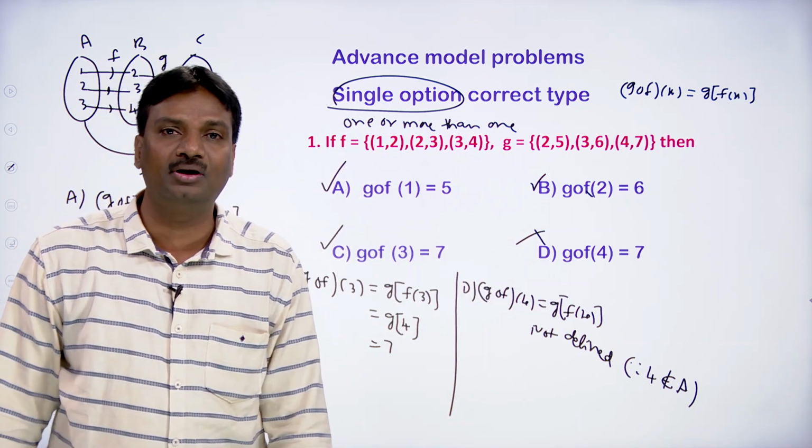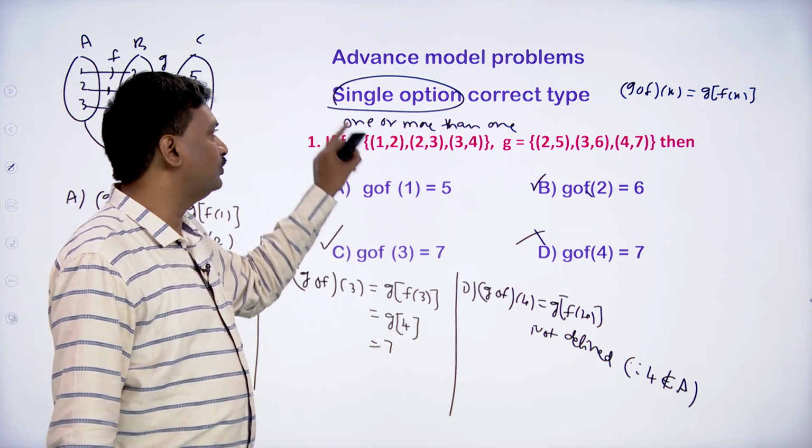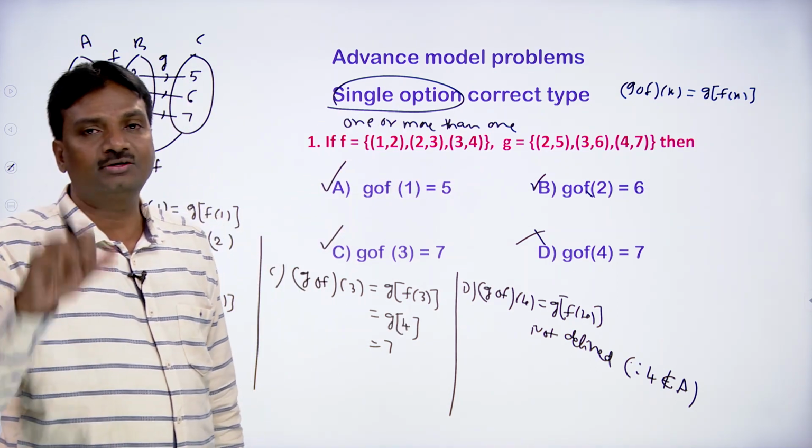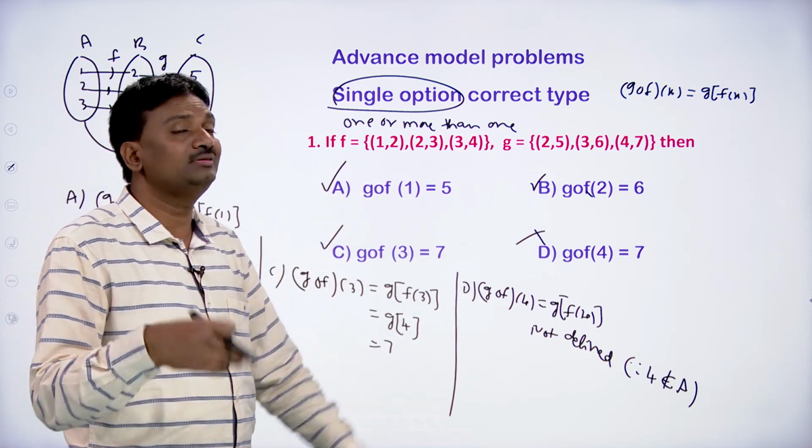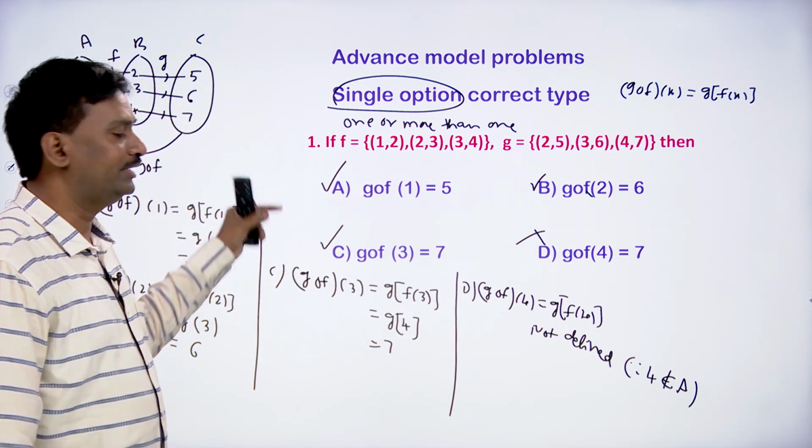So for the given problem, the options A, B, C are correct. So remember, this is not the single correct option type question. So this is one or more than one correct option type problem. So take the screenshot.